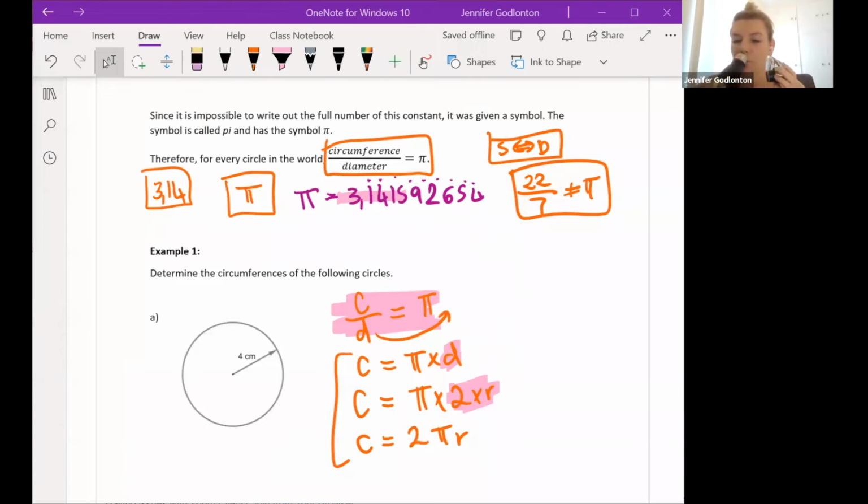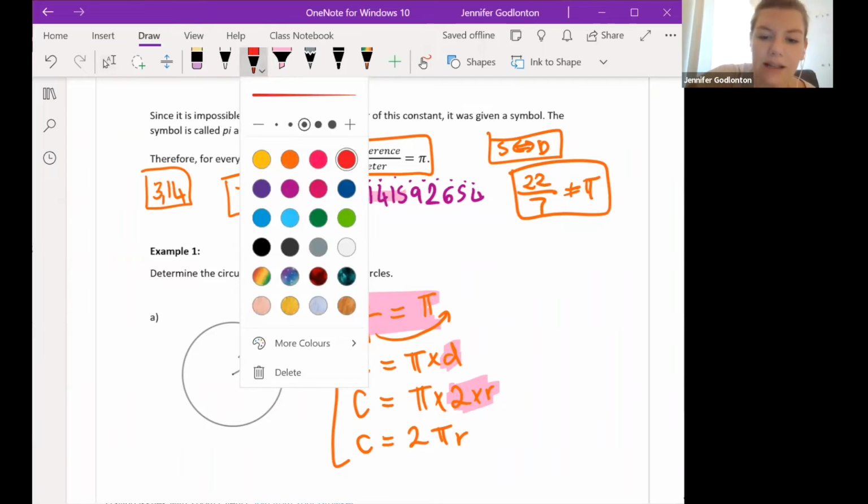I'm confused with this, like the methods. I understand the first method, C equals pi times d, but I'm not understanding these two methods. Okay. That's fine. No, it's okay.